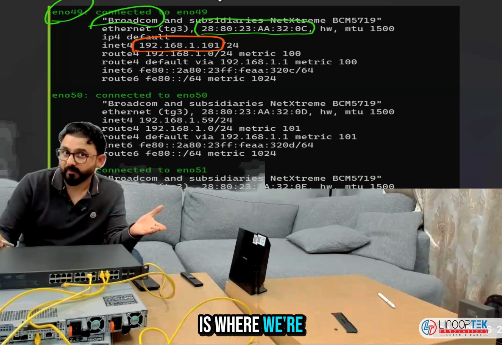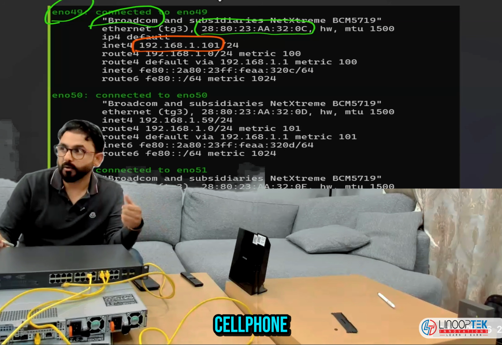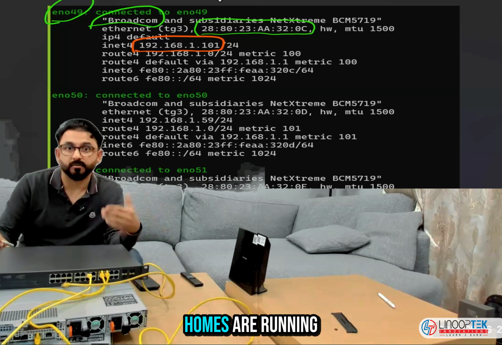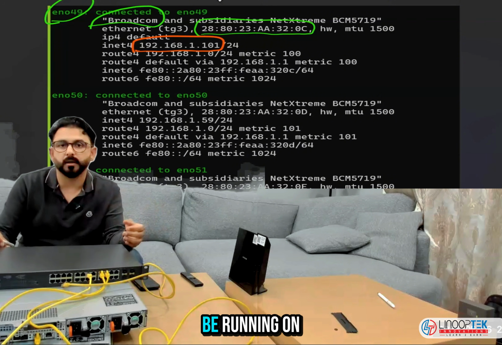And today, this is where we're living. Your watch, your cell phone, your refrigerator, your homes are running on IP addresses. Your cars are running on IP addresses. Your trucks will be running on IP addresses.